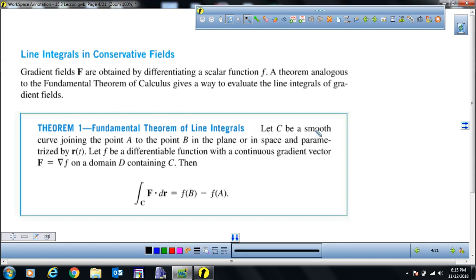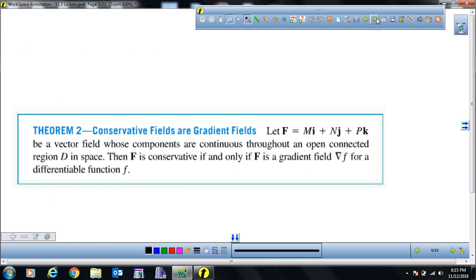Right here. Let C be a smooth curve joining the point A to the point B, parameterized by r of t. Let f be a differentiable function with a continuous gradient vector. F equals some gradient field equal to the gradient of some potential function f on the domain D containing C. Then the line integral is the same as the potential function evaluated at B minus the potential function evaluated at A. Okay, so that's what we're going to do right here.